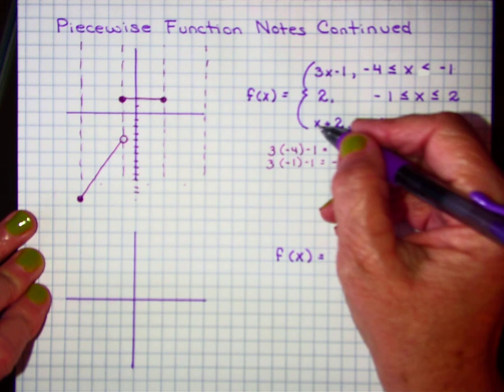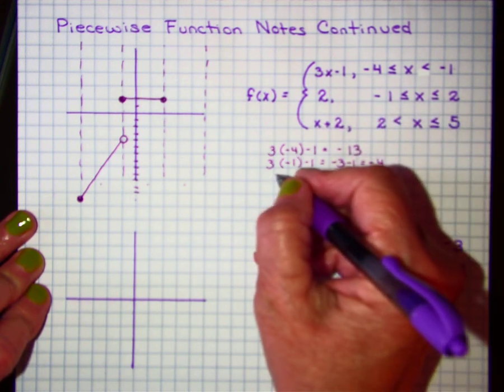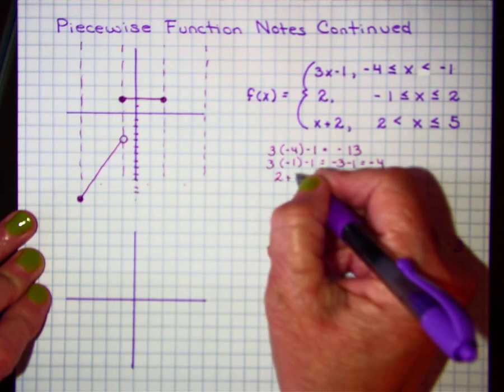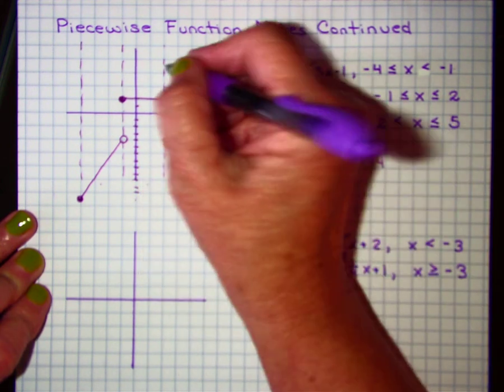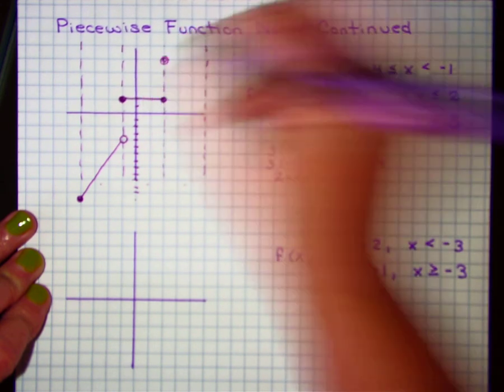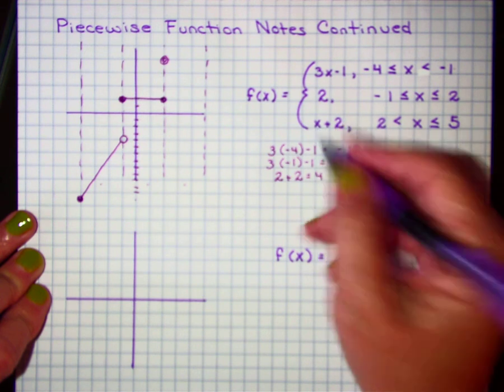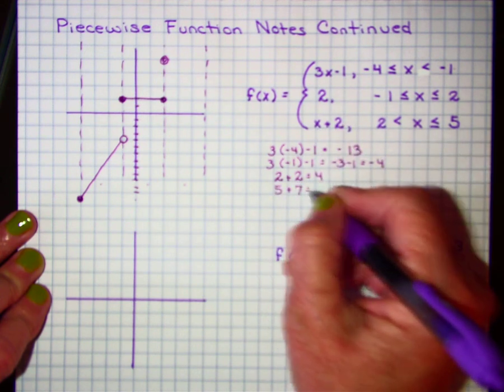The third piece of my function, x plus 2, is between 2 and 5. And again, I'll just plug in 2. So 2 plus 2 is 4. So when x is 2, y is 4. And that's going to be an open circle. And I'll plug in 5. When x is 5, y will equal 7.